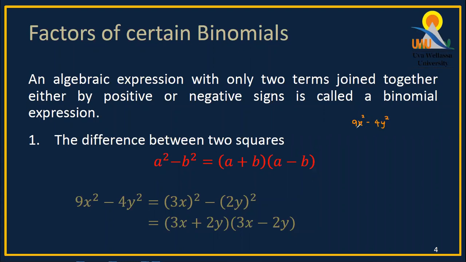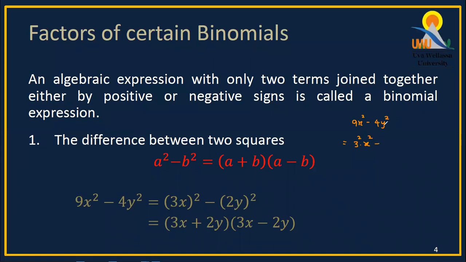First of all, we have to check whether this is a squared term or not. Here, the square is only for the quantity x. But if this is a complete squared term, you have to express this 9 also as a squared term. You can simply take 9 as 3 squared. Then we have the x squared term.